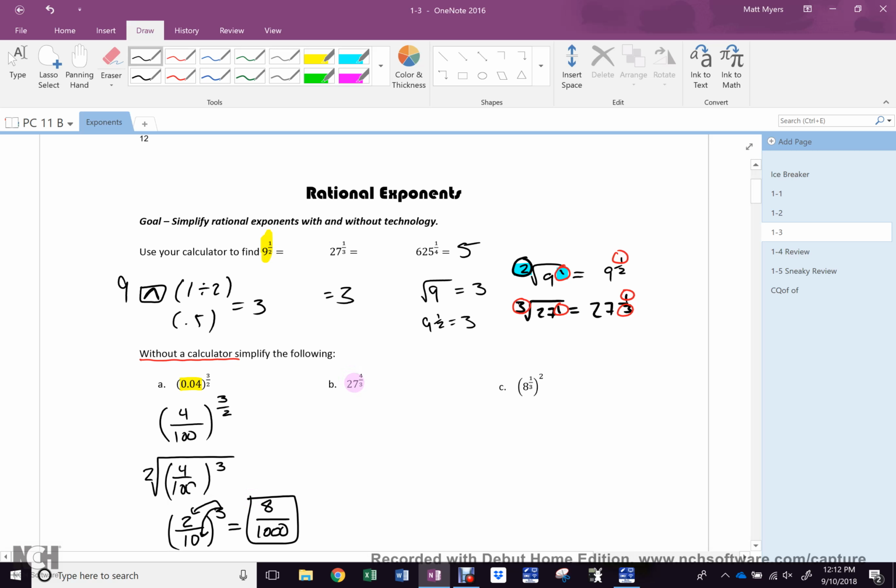Does anything change with b? No. Where does the denominator go? Outside, it's the index. Where does the base go? It's the radicand. Where does the exponent go? Where does the numerator go? It's the exponent. What is the cubed root of 27? 3 to the 4th power, which is 3 times 3 times 3 times 3, which is, of course, 81.